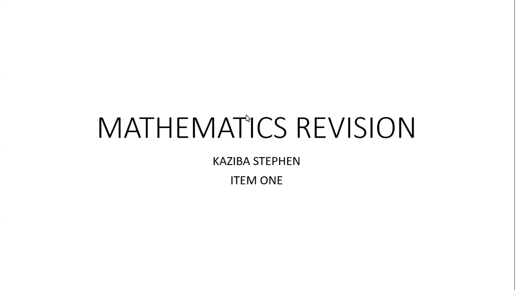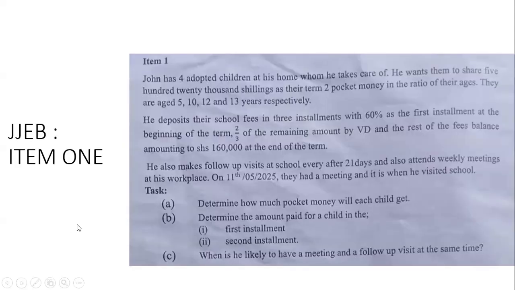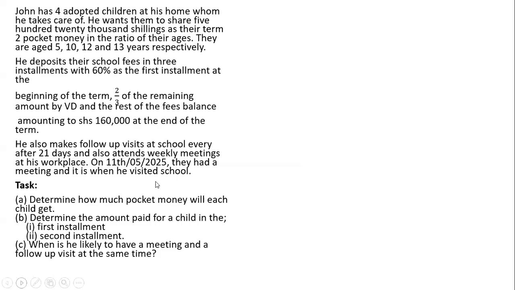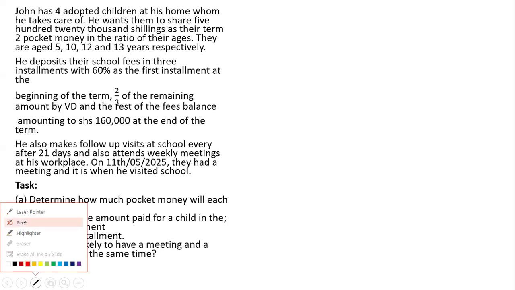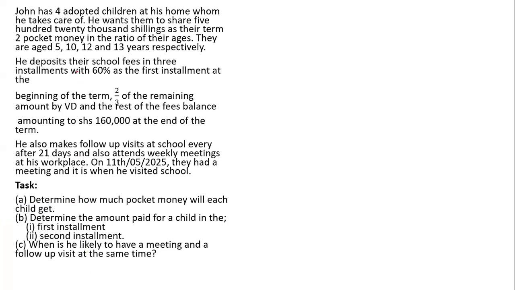We are going to look at item 1 still, and we are going to look at some revision items from the different mock bodies. We are going to start with Jjeb, and item 1 for Jjeb was like this, and we are going to interpret it. Now, whenever you meet a scenario, the first thing you always have to identify is which kind of problem you are dealing with. And after obtaining the problem, you look at the kind of task that has been asked.